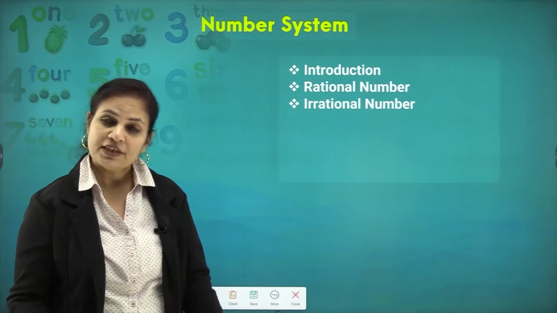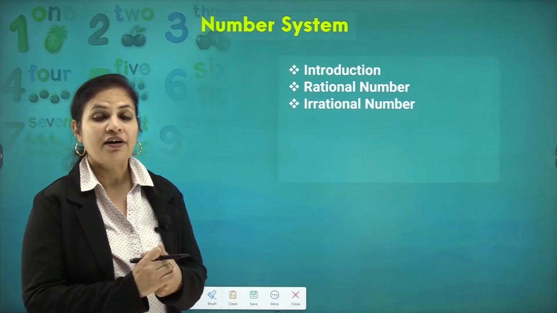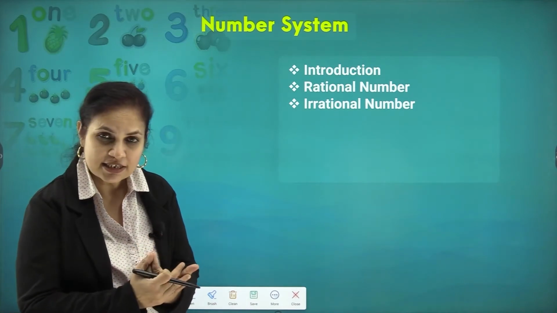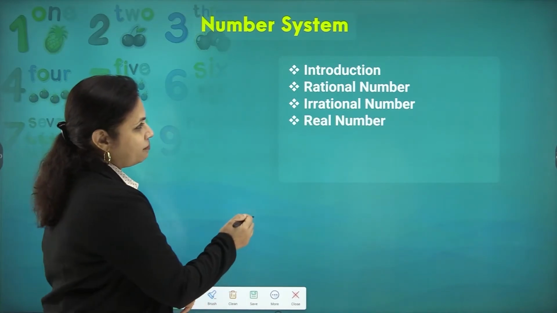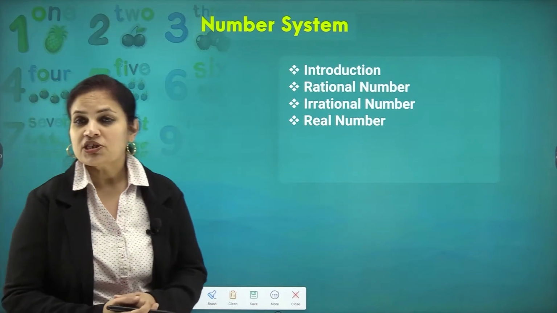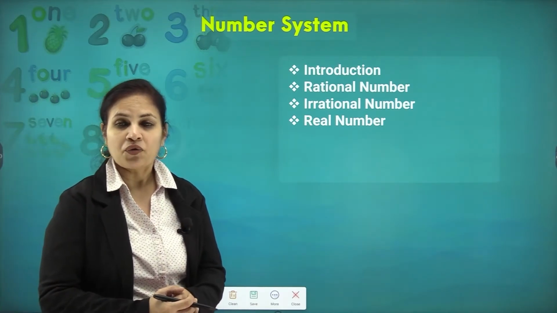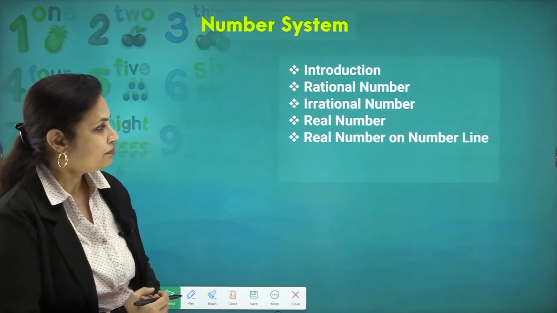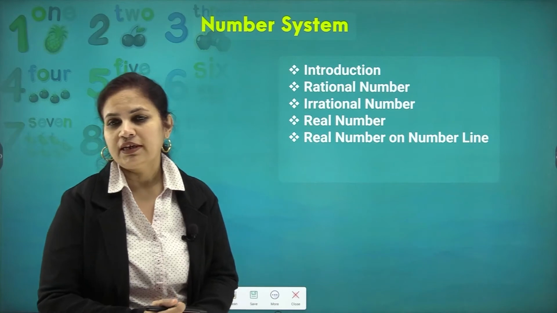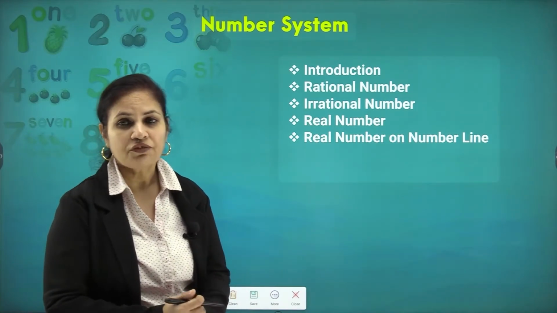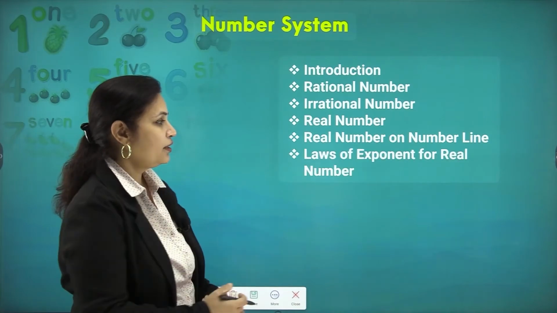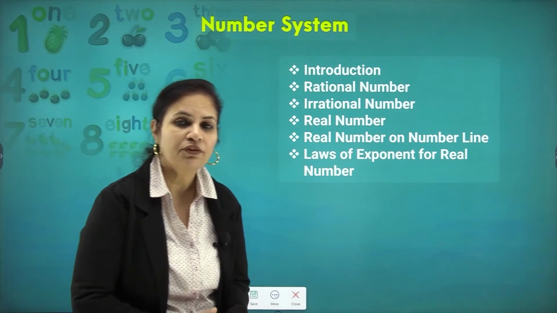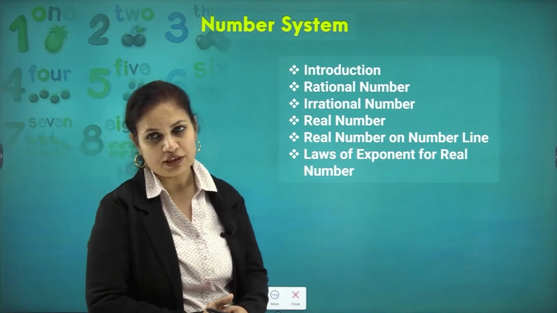Then if these numbers are rational, there is another set of numbers which do not fall under this category, and that we are going to discuss in detail is the set of irrational numbers. Both the rational and irrational numbers are grouped in a common set of real numbers. Then we'll also study the representation of real numbers on a number line, and then we'll study some exponential or index form of numbers which involve laws of exponents.